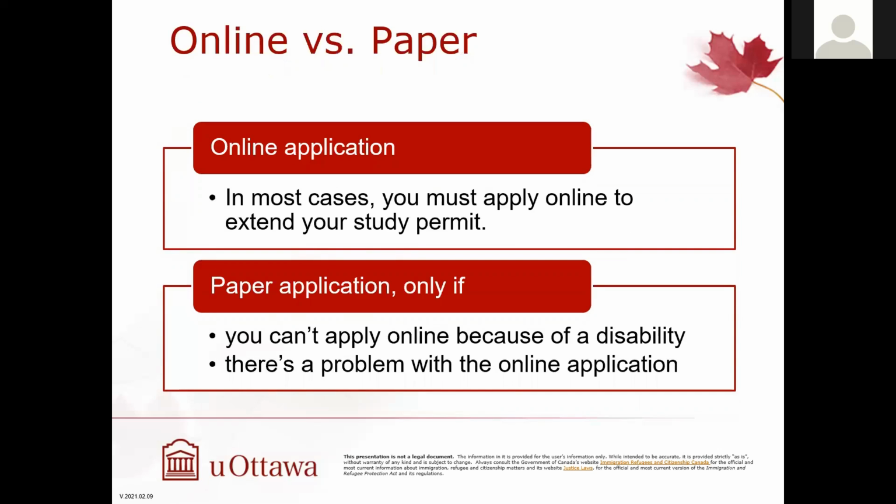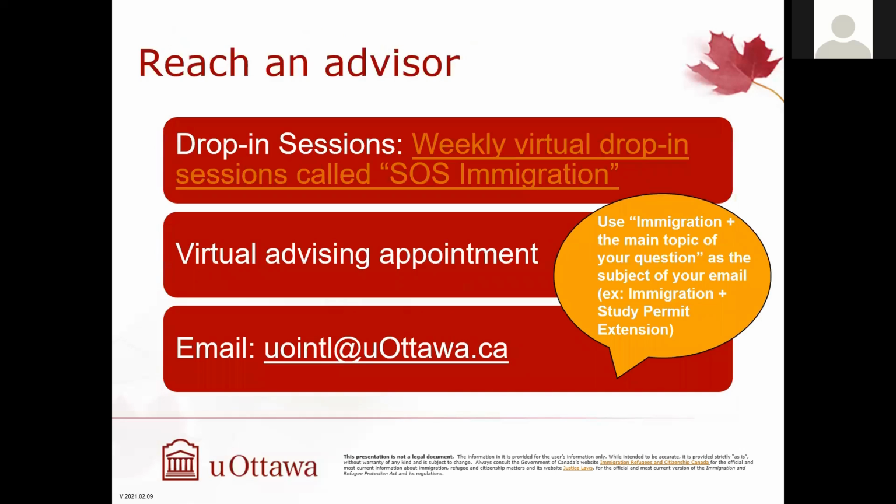In most cases, you do need to apply online to extend your study permit, especially with COVID. They only accept paper applications if you can't apply online due to a disability or there's an issue with the online application, but otherwise you must apply online. And it's actually better to apply online. They process it faster and it's a little bit more intuitive. There's less room for error when you're applying online.